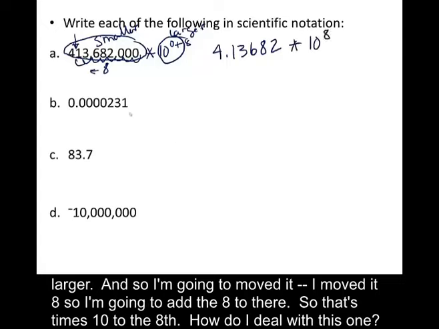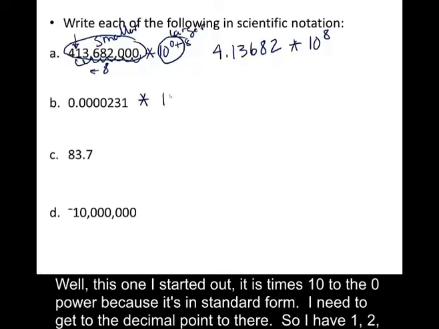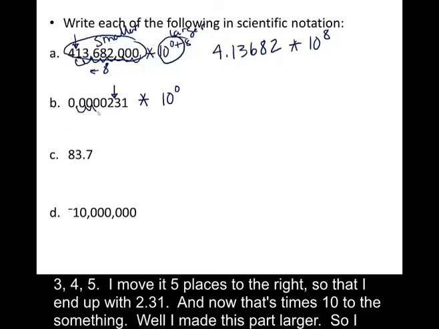How do I deal with this one? Well, this one starts out times 10 to the 0 power, because it's in standard form. I need to get the decimal point to there. So I have 1, 2, 3, 4, 5. I move it 5 places to the right, so that I end up with 2 and 31 hundredths.